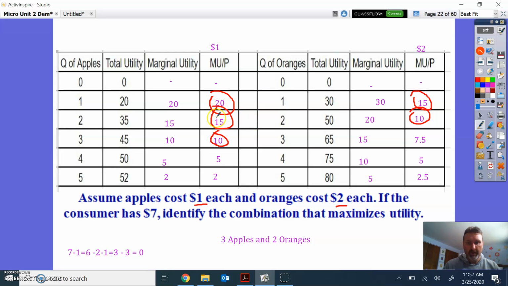So how many apples do I buy? 1, 2, 3. How many oranges do I buy? 1, 2. Good to go.